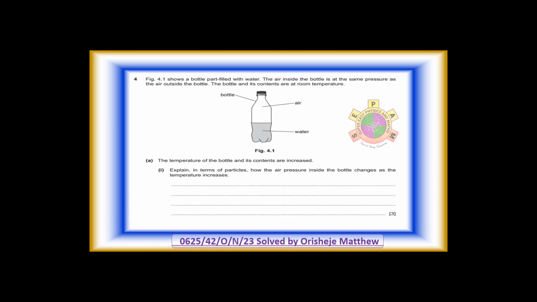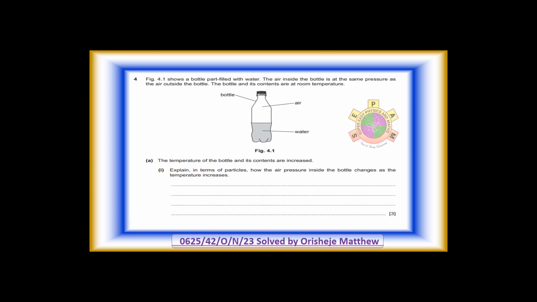Question 4. Figure 4.1 shows a bottle part filled with water. The air inside the bottle is at the same pressure as the air outside the bottle. The bottle and its contents are at room temperature. For A, the temperature of the bottle and its contents are increased. Explain, in terms of particles, how the air pressure inside the bottle changes as the temperature increases.